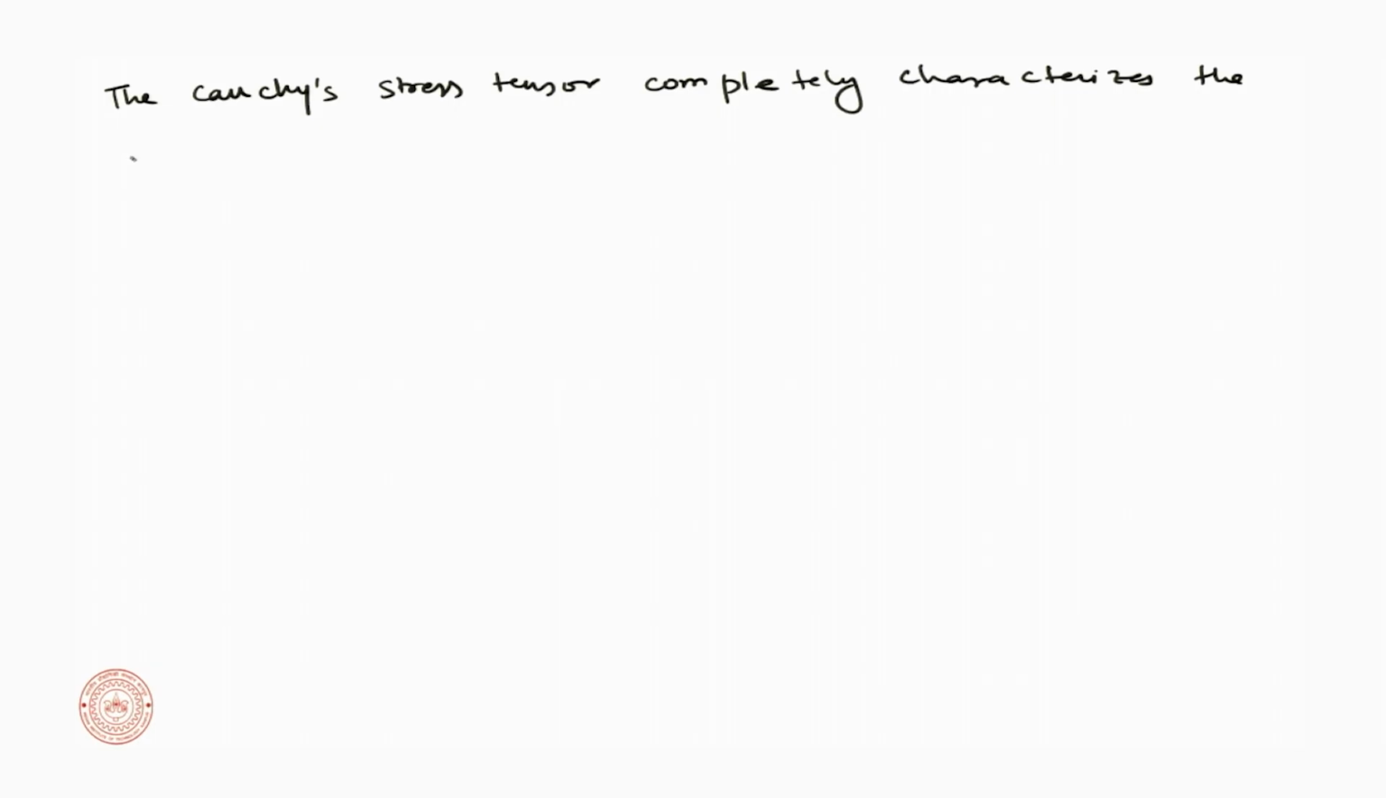Now, the Cauchy stress tensor completely characterizes the internal forces acting on a deformed frame of reference, on a deformed body. Okay, this is an important definition. So, the Cauchy stress tensor sigma ij is what you actually call the true stress.